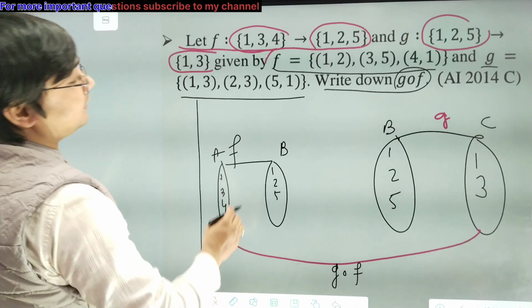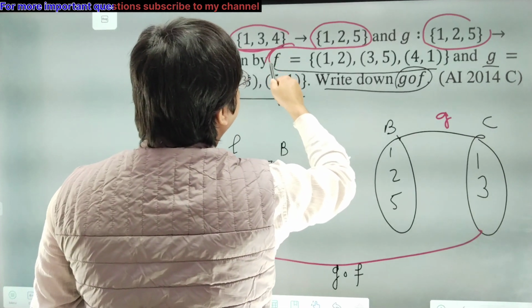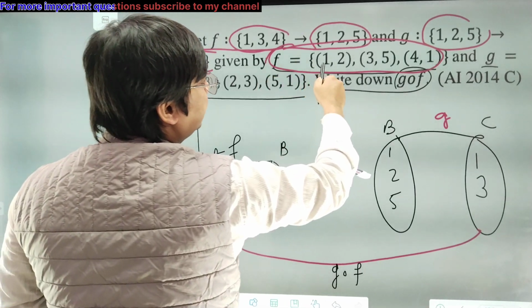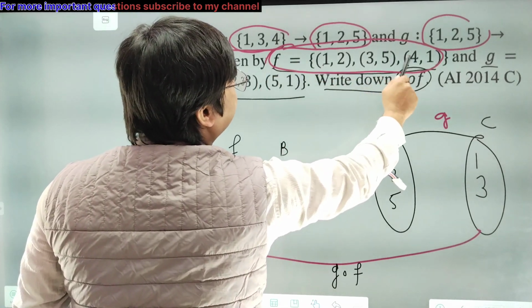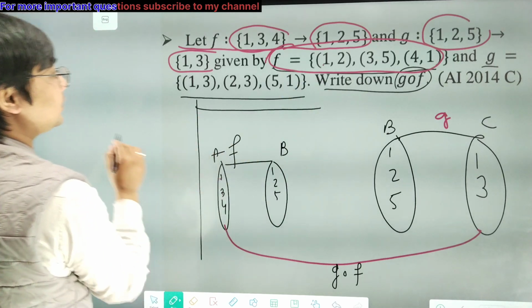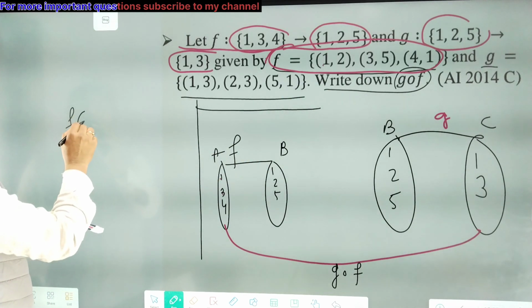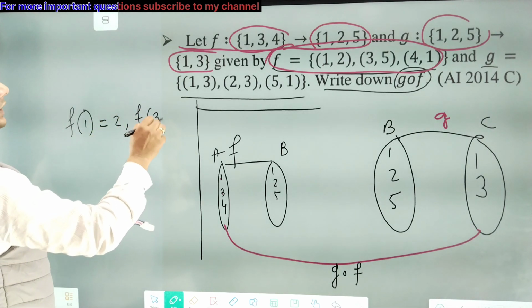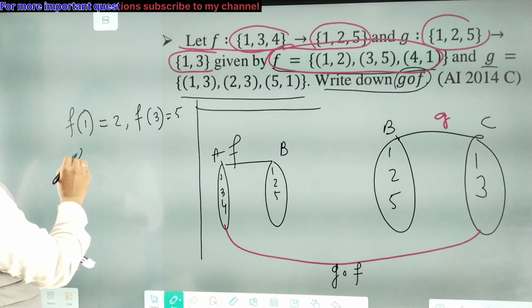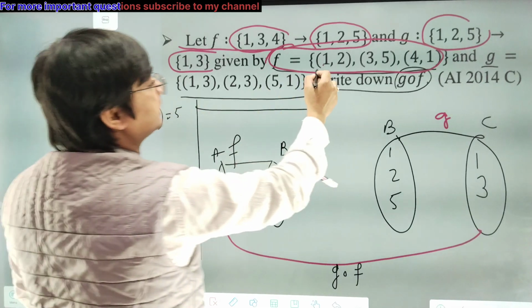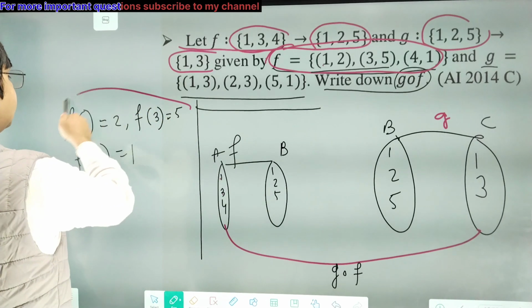And you also see here the definition of the function f. What is in f? 1 is paired with 2, 3 is paired with 5, and 4 is paired with 1. That means from this function we can write f of 1 is 2, f of 3 is 5, and f of 4 is 1. This is given, so we get these values.